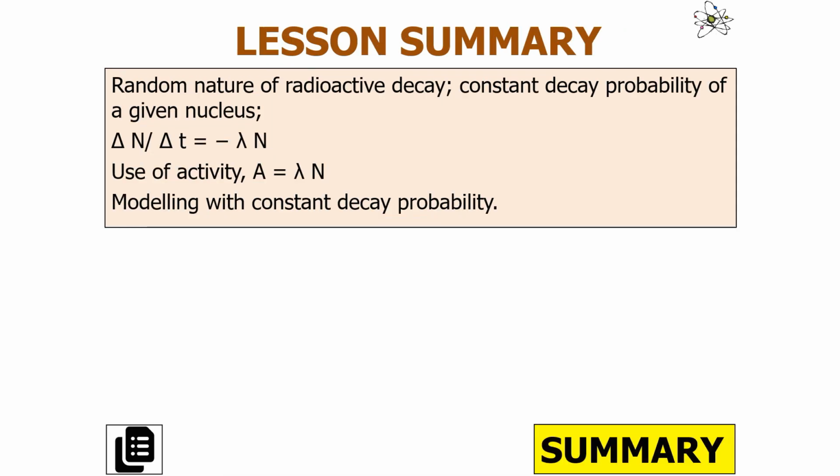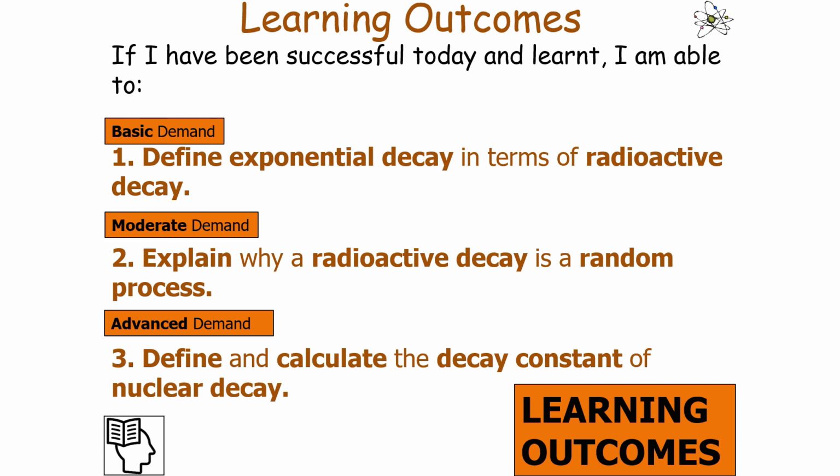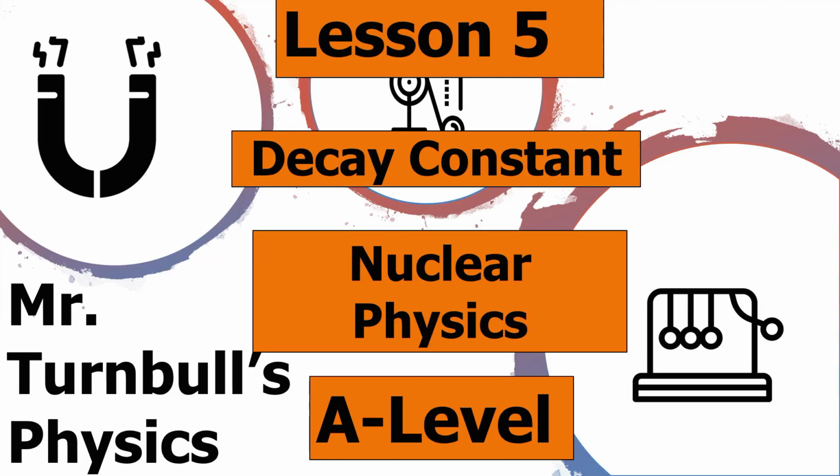So to summarise what we've learned in today's lesson, we can understand what the random nature of radioactive decay is, understand the constant decay probability for a given nucleus, understand the equation that delta n over delta t is equal to minus lambda n, and the use of activity as A is equal to lambda n. So if we've been successful, we can define exponential decay in terms of radioactive decay. We can explain why radioactive decay is a random process, and we can define and calculate the decay constant of nuclear decay. So I hope you've enjoyed today's lesson on the decay constant, which is part of the nuclear physics topic in AQA A-level physics.